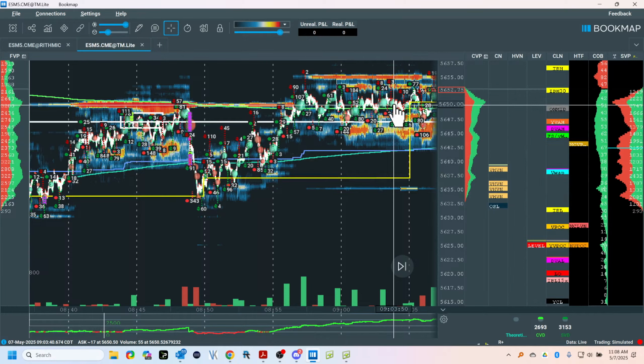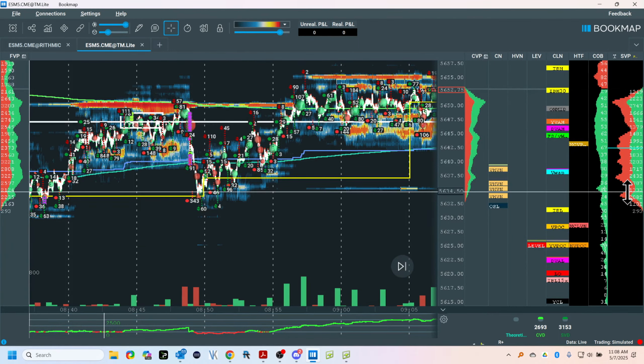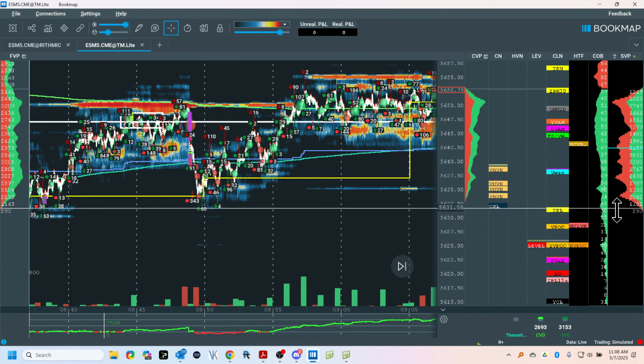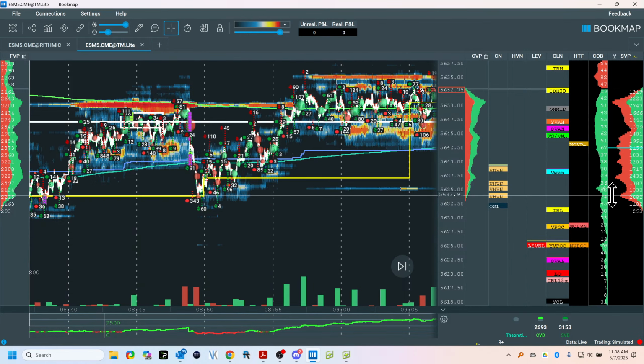VPOC migration. As soon as this becomes the highest volume right here, this now is a new distribution. So think of it this way. All these little HVNs, it's an auction. Too high, too low, retail. If it's too low, we leave it and we start this again. And these are represented by consolidations, and they're actually auctions.